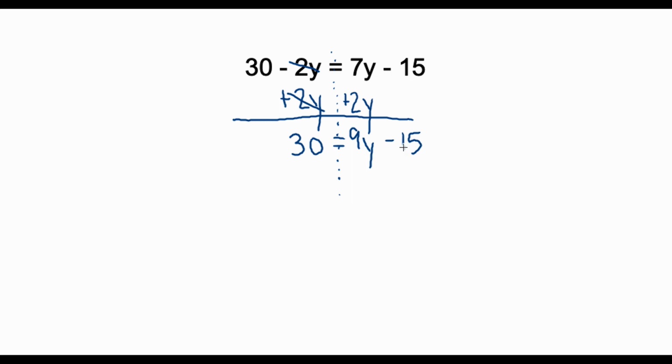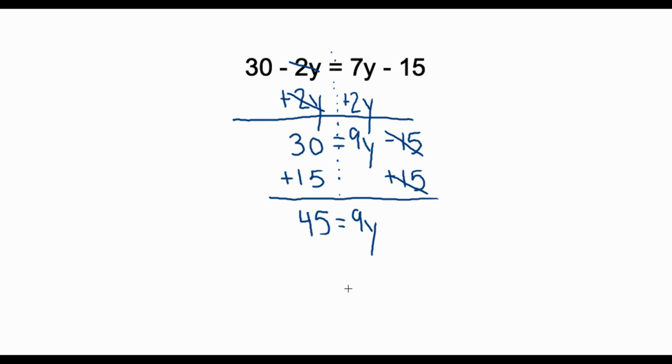Now it's the turn to move the 15 to where the 30 is on the left side. To move over the 15, you look at the operation. Since it's subtracting, you gotta add underneath it. And whatever you do to one side, we gotta do to the other side. The 15s will cancel here, leaving us with a 9y on the right side of the equation, equal to 30 plus 15, which will give us the 45 on the left side.